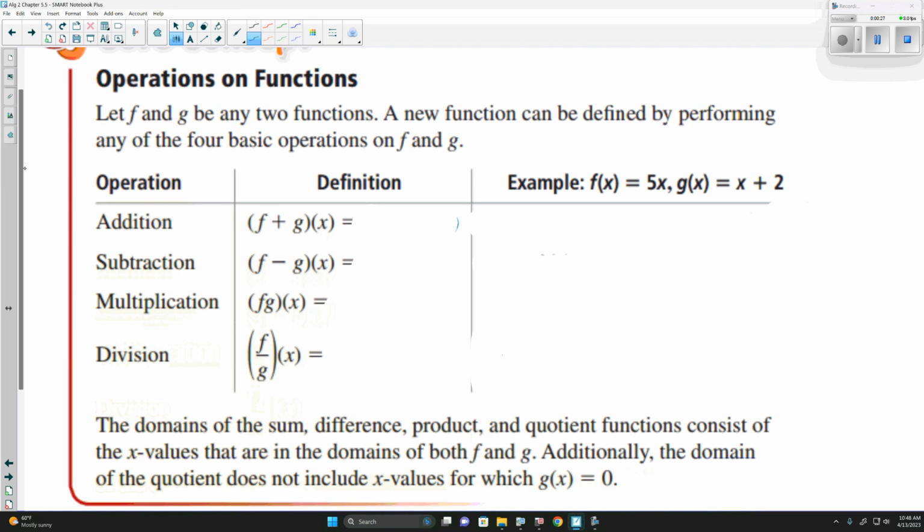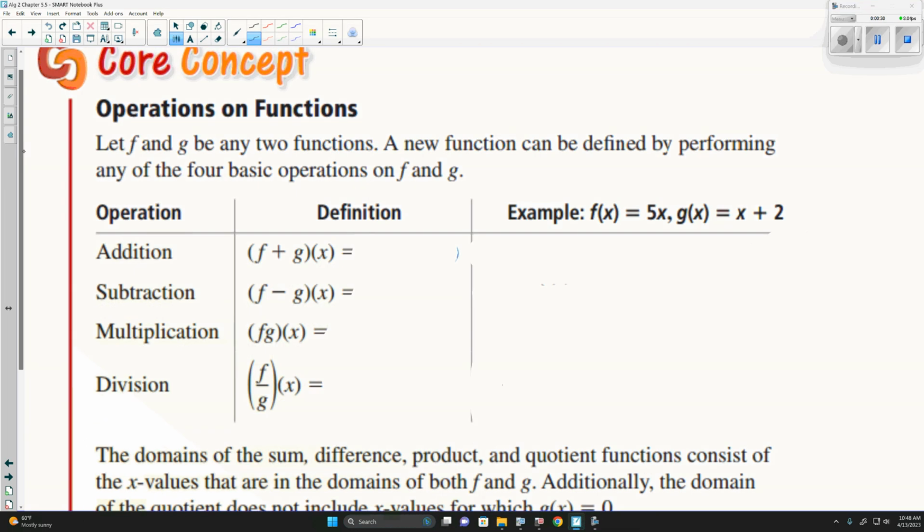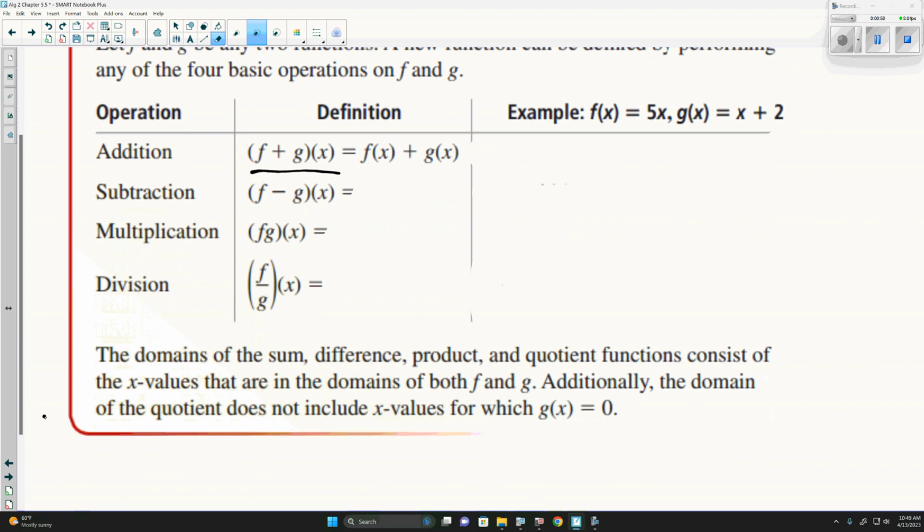What we're doing today is function operations, operations on functions. So we have f plus g of x. F plus g of x is the same as saying f of x plus g of x, adding the two functions together. F minus g of x is the same as saying f of x minus g of x. F times g of x is the same as saying f of x times g of x.